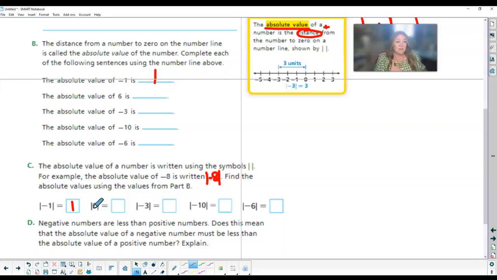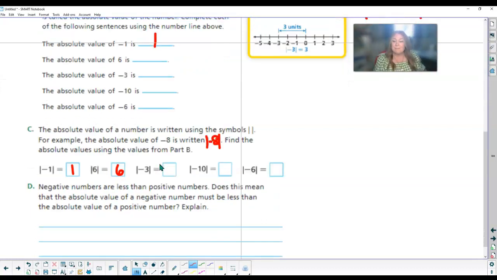So let's talk about this 6 for a second. It's positive already. And even though I had to go backwards to 0, it's still 6 units. It doesn't matter if I drive my car forward or in reverse. I'm still having to travel that distance, and it counts as a positive movement.